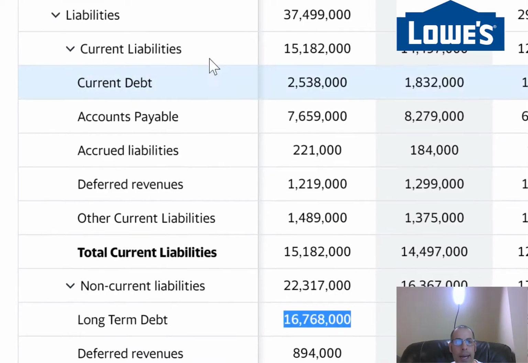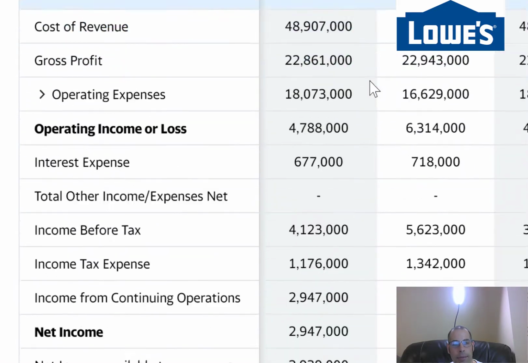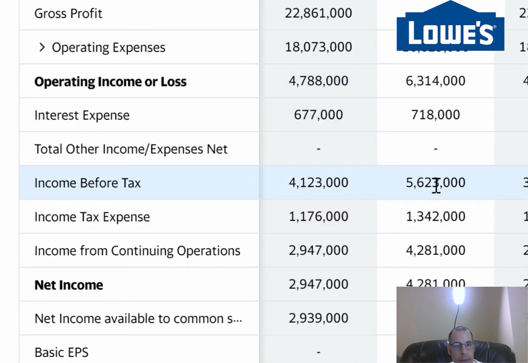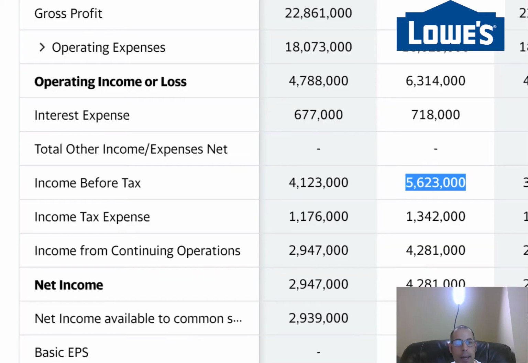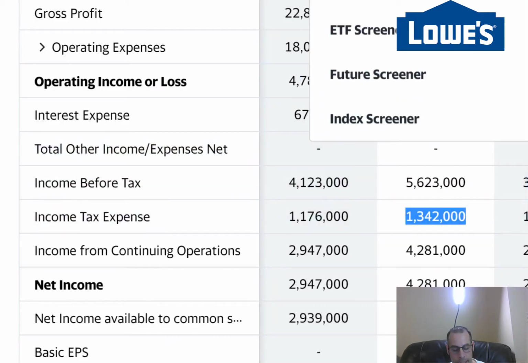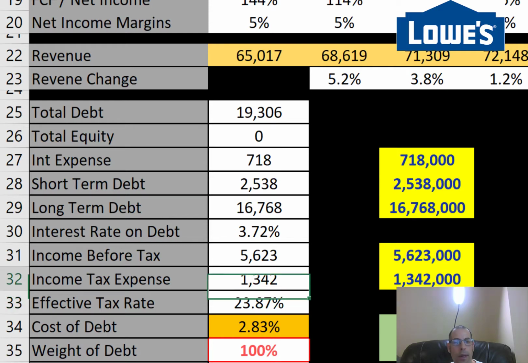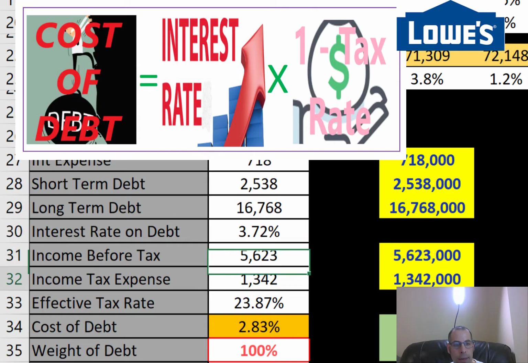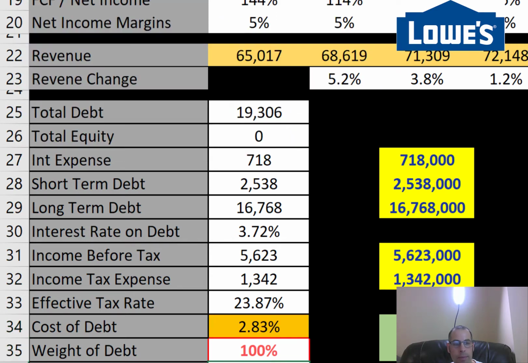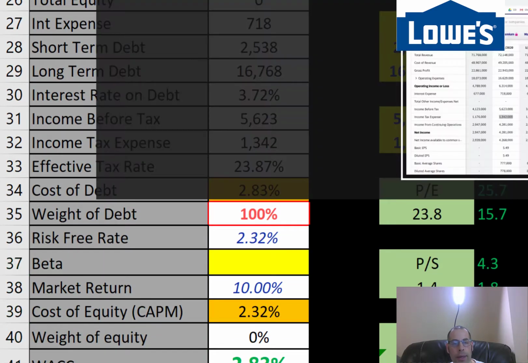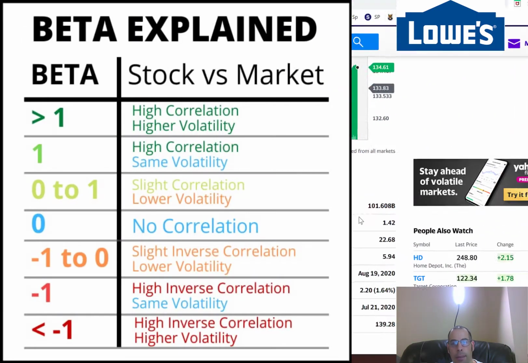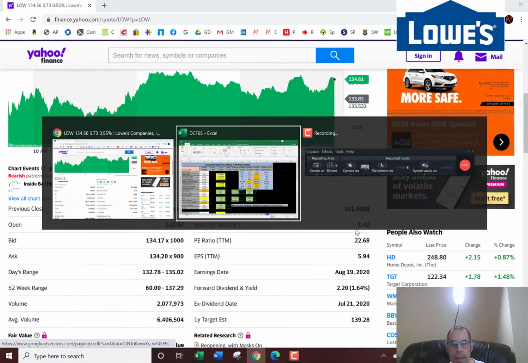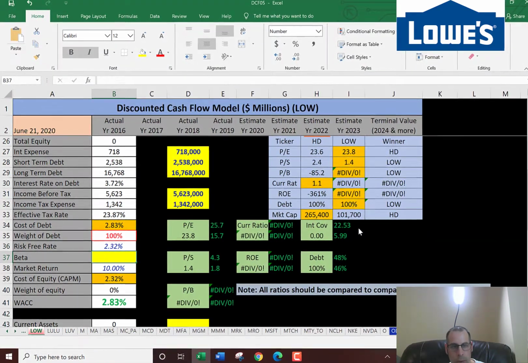But interest is tax deductible. So let's get their effective tax rate. In 2020, they had 5.6 billion of income before tax, and they paid 1.3 billion in taxes. So when you deduct the effective tax rate from the interest rate, their actual cost of debt is 2.83%. Now let's get the cost of equity. We need the beta for that, and the beta is the volatility of the stock. The higher the beta, the more volatile the stock is, and the higher the WACC. So 1.42 is their beta.